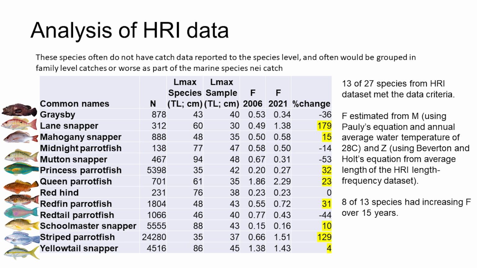Both lane snapper and striped parrotfish are missing lots of catch data, at least for Belize. But I just want to mention that there is the mutton snapper here, which is suggesting a decrease in F, minus 53%. But for 8 of the 13 species that we were able to analyze using this method, there was an increase in F.